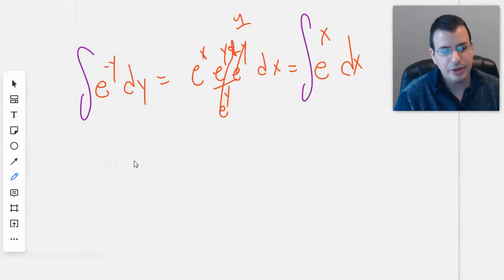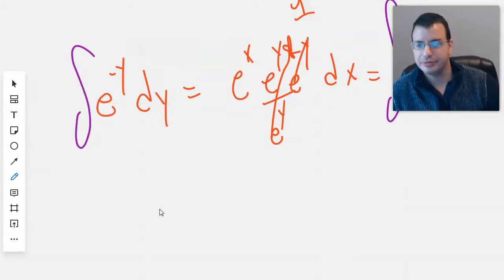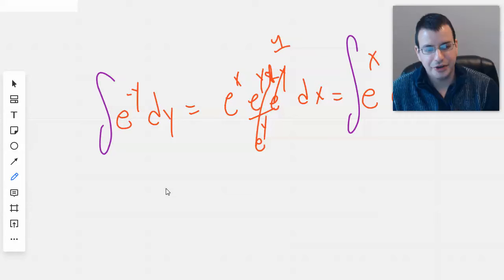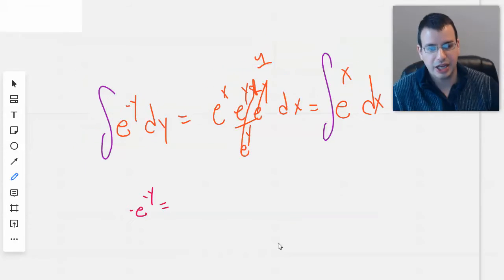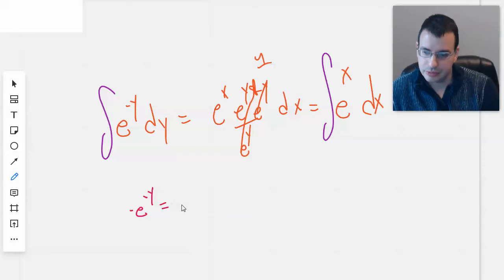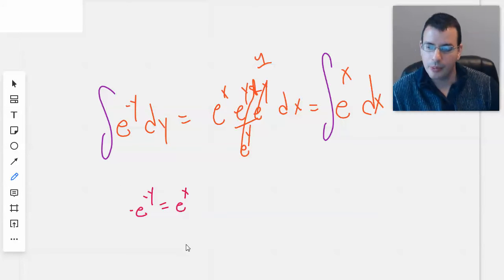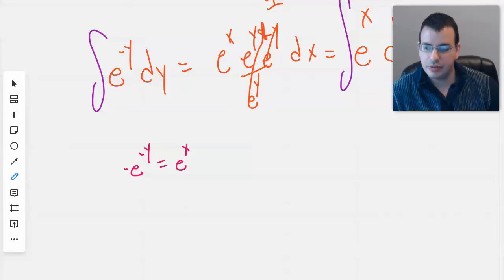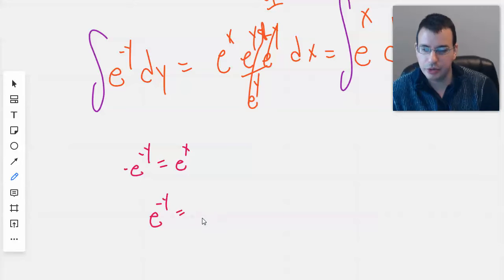I've done that probably a million times. I think I would know it by now. I find that I often know the right answers, but it's when I know the wrong answers but think they're right, that's when I get in trouble. Negative e to the negative y equals e to the x. Okay? Solving this for y, let's do e to the negative y equals negative e to the x.